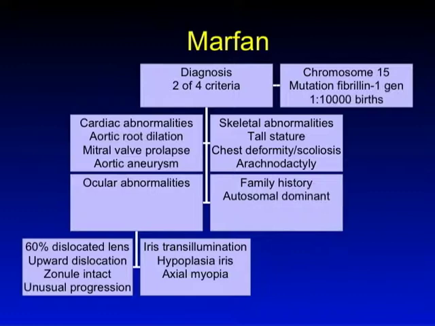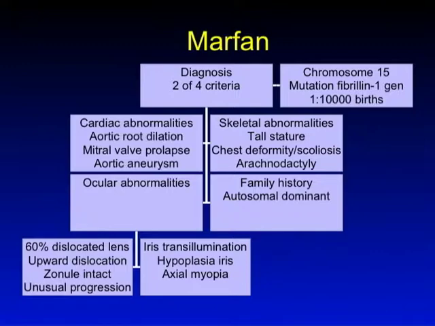Let's go to conditions that we're seeing for sure. Marfan. So Marfan, of the following, two of four will help basically to make the diagnosis. Chromosome 15 is the abnormality, the same as another condition that we're going to see in a few minutes. So we have cardiac abnormalities, including aortic dilation, mitral valve prolapse, aneurysm. Ocular abnormalities, basically the iris surface is flat, and we have the lens dislocation.